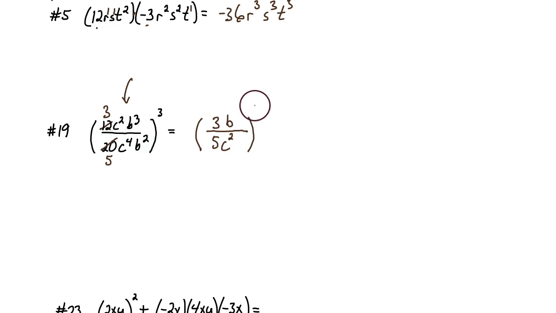On the outside of the parentheses, we're raising to the 3rd power. Let's apply the rule about taking a product and raising to a power. You distribute that power to everything in the product. Start with the 3. 3 to the 3rd power is 27. Now do the letter B. B to the 3rd power is b cubed. Now let's go in the denominator. 5 to the 3rd power is 125. And now the c squared. C squared to the 3rd power is c to the 6th power.